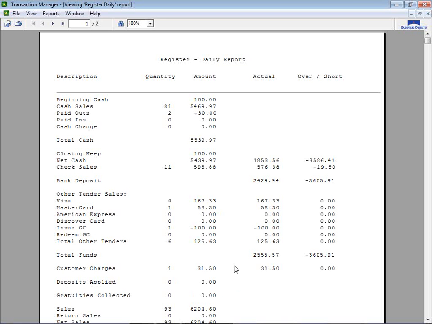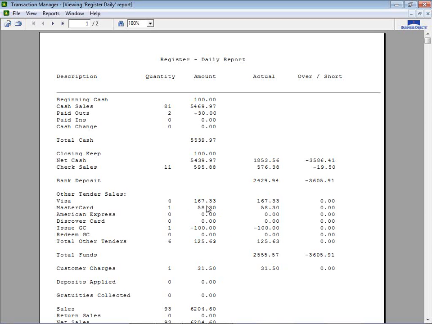Same thing, by the way, for customer charges or receivables. If the system has tracked and recorded a sale where a customer charged $31.50 to his accounts receivable, well, that's in the system, and he's going to get a statement for it at the end of the month that's going to include that amount. So we don't have to worry about that money going to the bank.